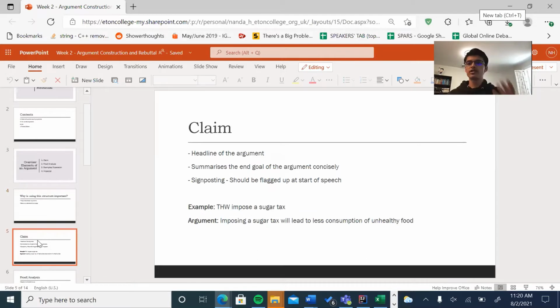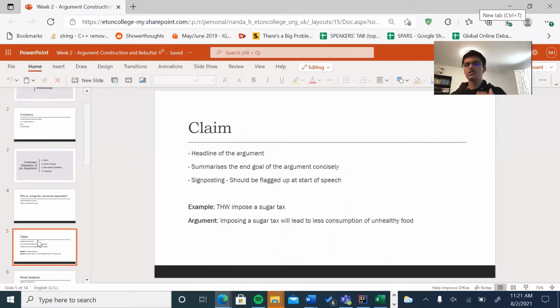So let's get started. Firstly, with the claim. This is the headline of the argument and summarizes the end goal of the argument concisely. So for the motion, this House would impose a sugar tax, you would have a headline potentially of imposing a sugar tax will lead to less consumption of unhealthy food. And that's the main claim that you're making. And then you provide reasons as to why that claim is true.